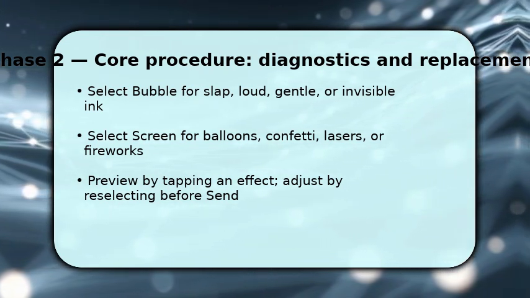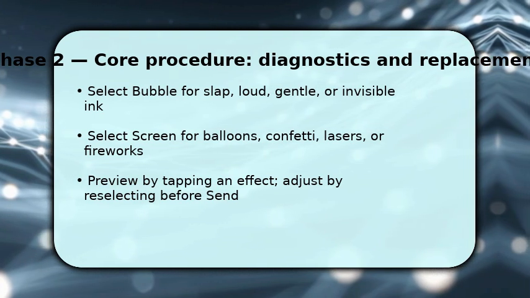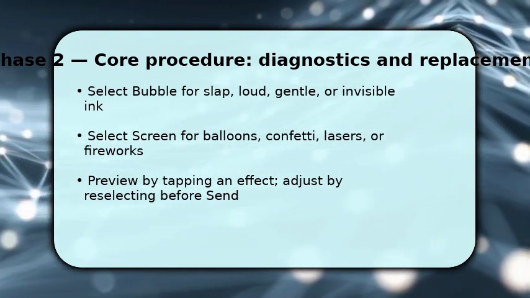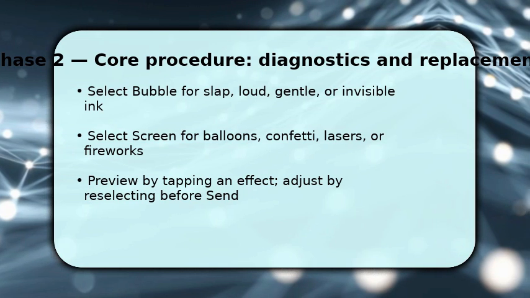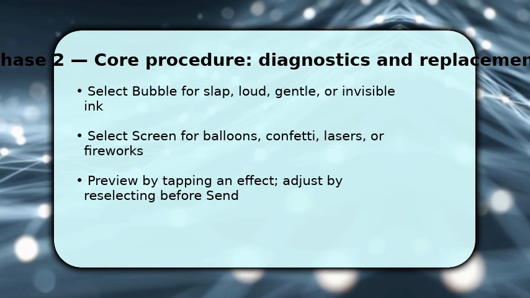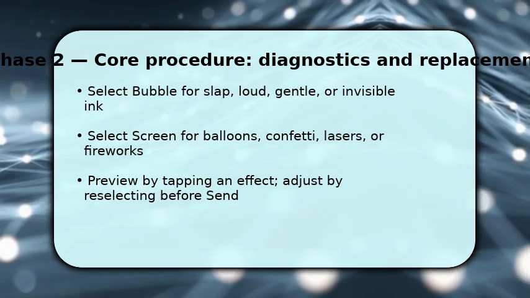or invisible ink for a reveal. Alternatively, switch to Screen to trigger full-screen animations like balloons or confetti. These play when the recipient opens the message. Tap any effect to preview. Make sure to review because only the displayed preview will be sent.